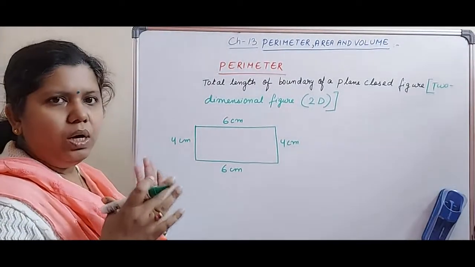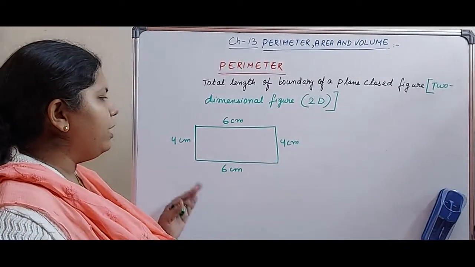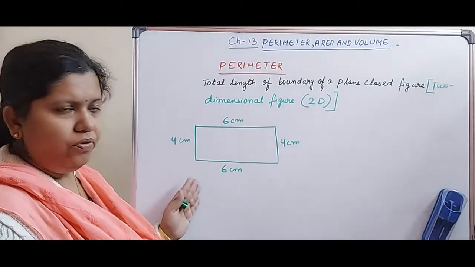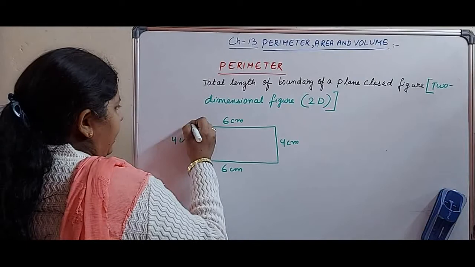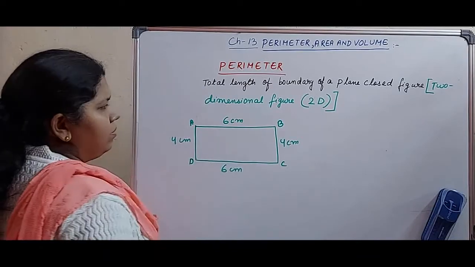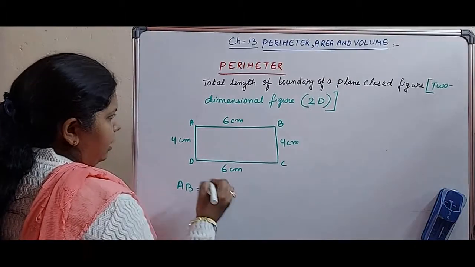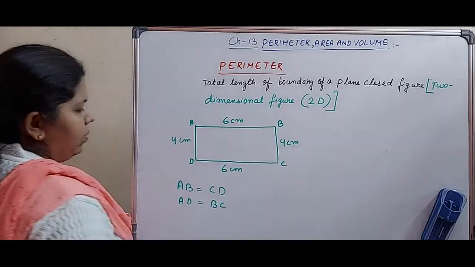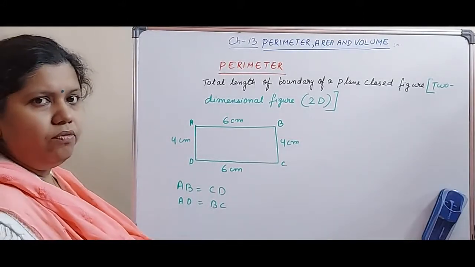Children, first you have to understand the characteristic of this figure, that is, the rectangle. The first important characteristic is that it is a rectangle with opposite sides equal. If I name the corners as A, B, C, D, then we can say that the opposite sides are equal, that is AB is equal to CD and also AD is equal to BC.